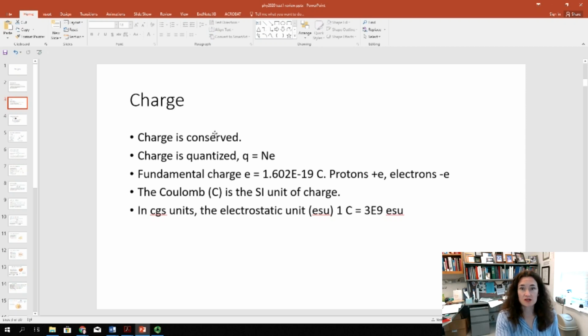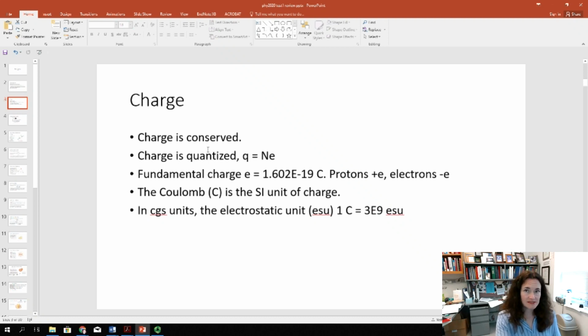Charge is also quantized, and that means that any charge that you have, Q, you can express as an integer, here called n, times the fundamental charge. The fundamental charge is the charge that you would find in magnitude, of course, the absolute value of the charge that you would find on a proton or an electron. Protons are positively charged and have a charge of 1.602 times 10 to the minus 19 coulombs. And electrons have the same magnitude charge, but of course they're negative.